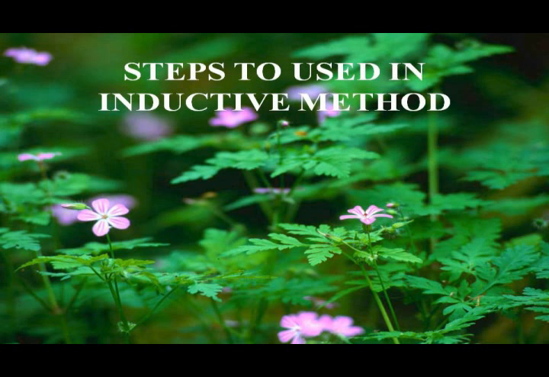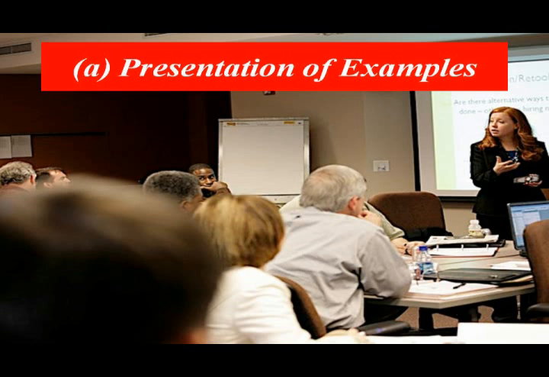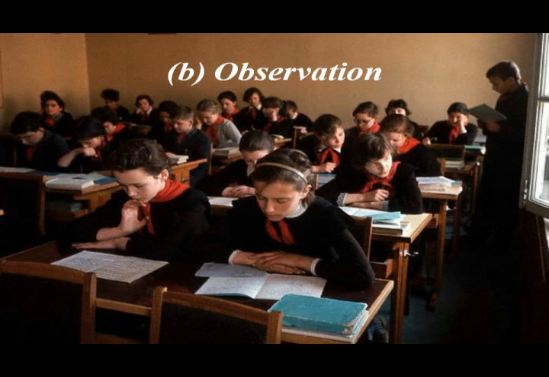Steps to use in the inductive method. There are 4 steps used while teaching by the inductive method. Step number 1, presentation of examples. In this step, the teacher presents many examples of the same type and solutions of those specific examples are obtained with the help of the students. Step number 2, observation. After getting the solution, the students observe these and try to reach some conclusion.